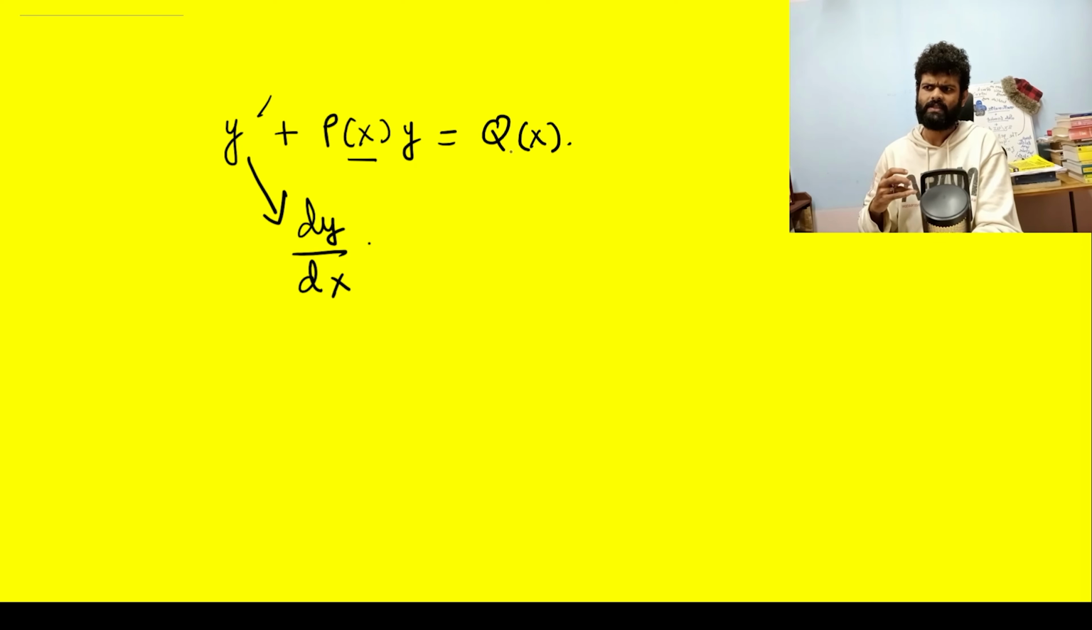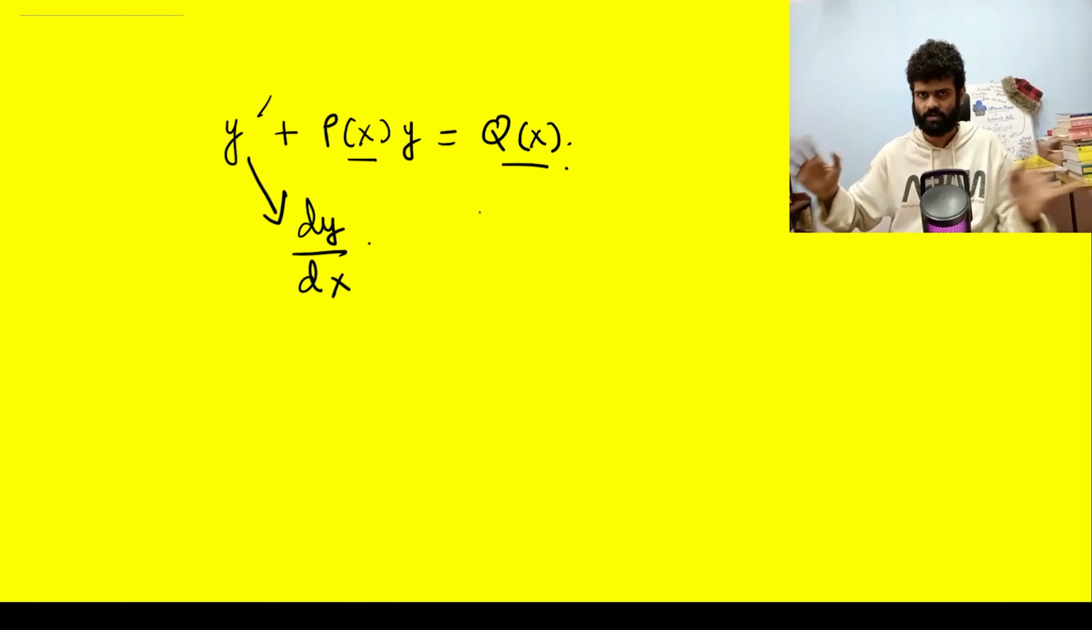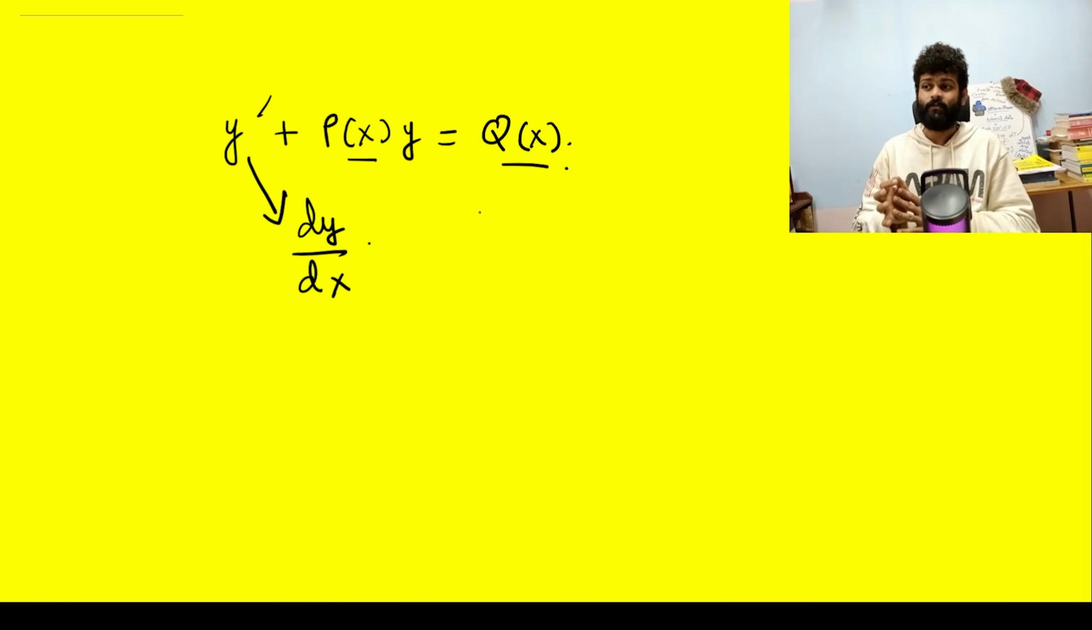And here you can see p(x) and q(x). You can assume them to be random functions. For now it's just any two random functions, but I will need them to be integrable functions. All right, so this is the first order differential equation. Let's see how we can solve them.